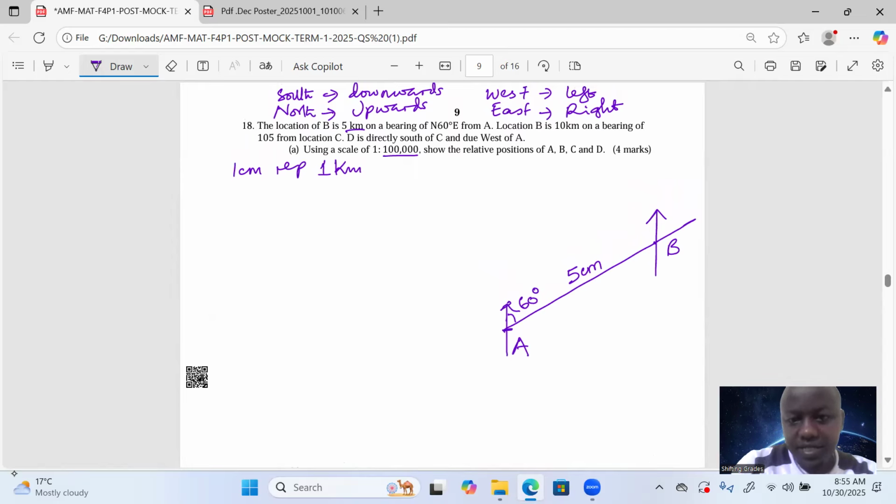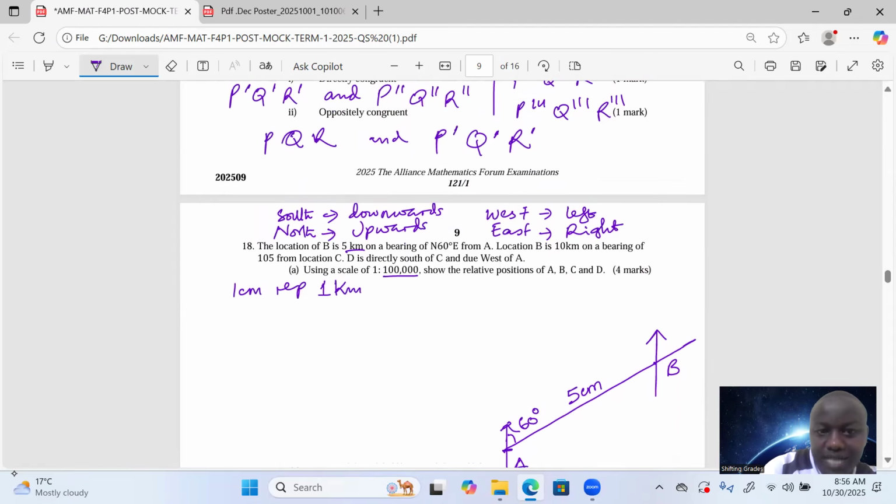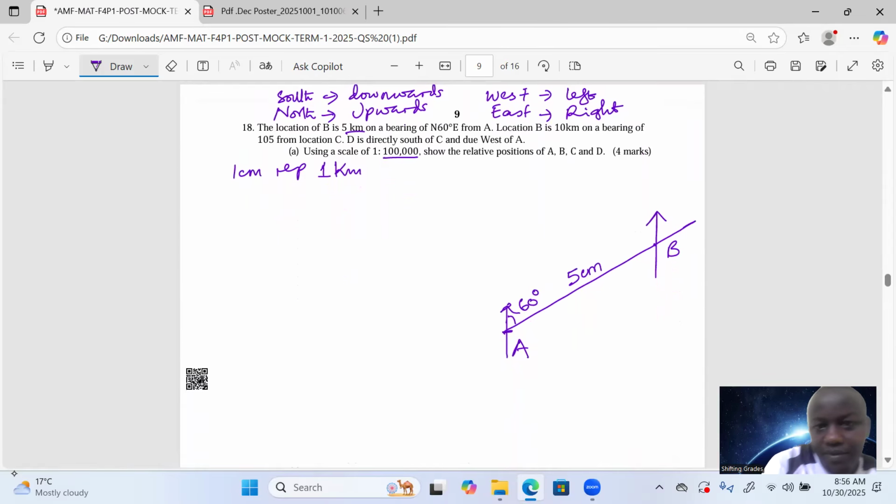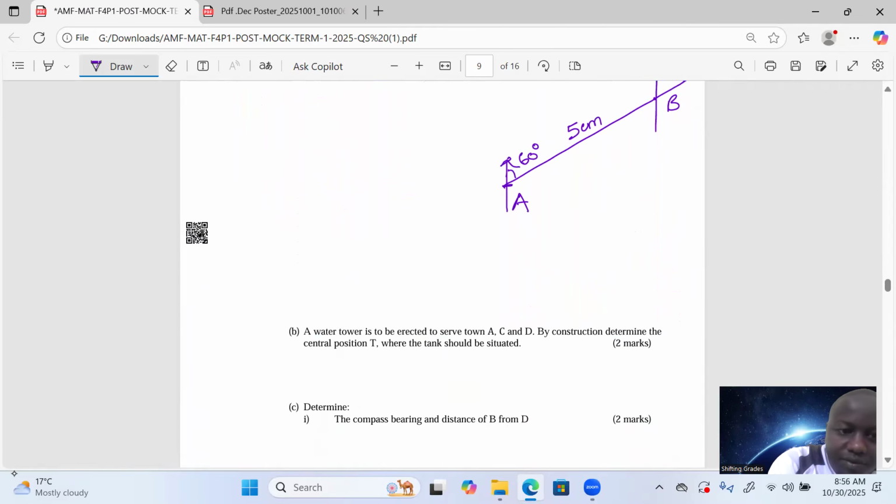The location B is 10 kilometers on a bearing of 105 from C. Just look at that information. So it is C that we don't know. It is C that we don't know. Therefore, you're supposed to just sketch that information roughly. Sketch that information and say, from C, assuming this is C, we will need 105 to locate where B is.